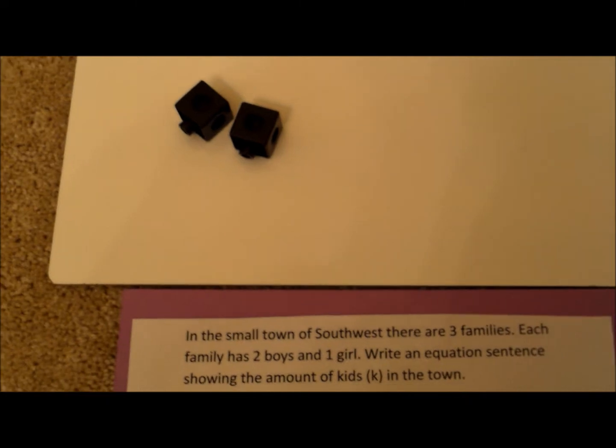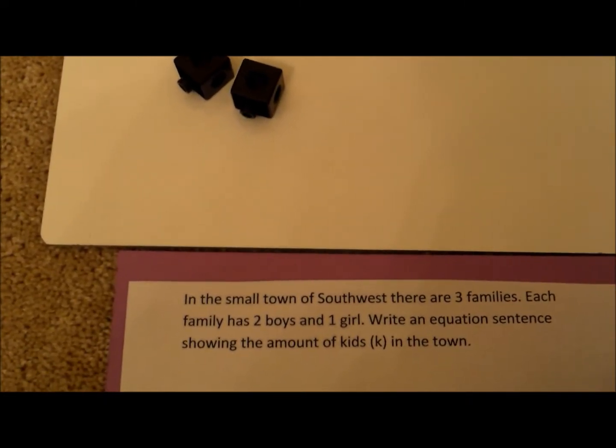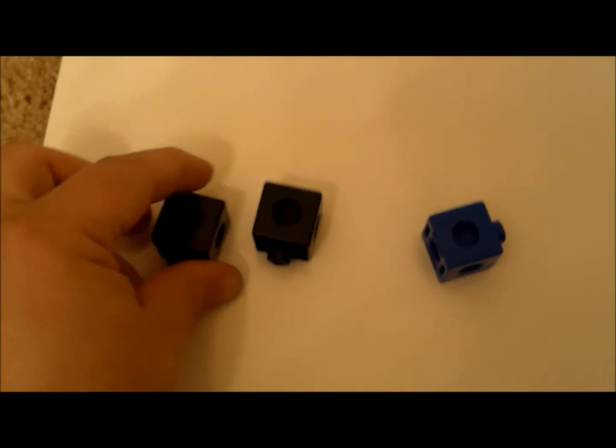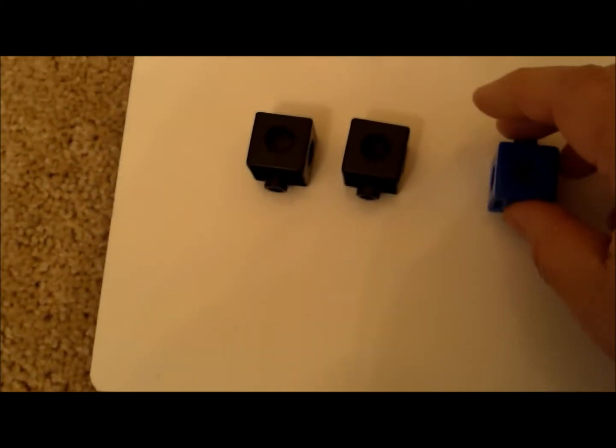So what I'm using right now is I'm going to show the families. I'm going to say that the 2 black ones represent the 2 boys, and this represents the girl in the family. There we go. Okay, so I have my cubes to represent what I'm working with. So I'm going to look at this question. I'm going to try to figure out exactly what it is asking me.